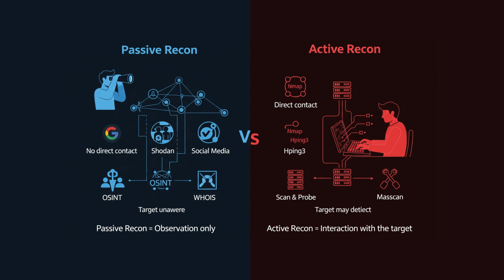Active reconnaissance is the exact opposite. Here we send direct packets, probe services, and perform port scans. Examples include tools like Nmap, HPing3, and MassScan. Because the target can detect this activity, the risk is much higher. However, active recon provides detailed information that passive methods simply can't reveal.